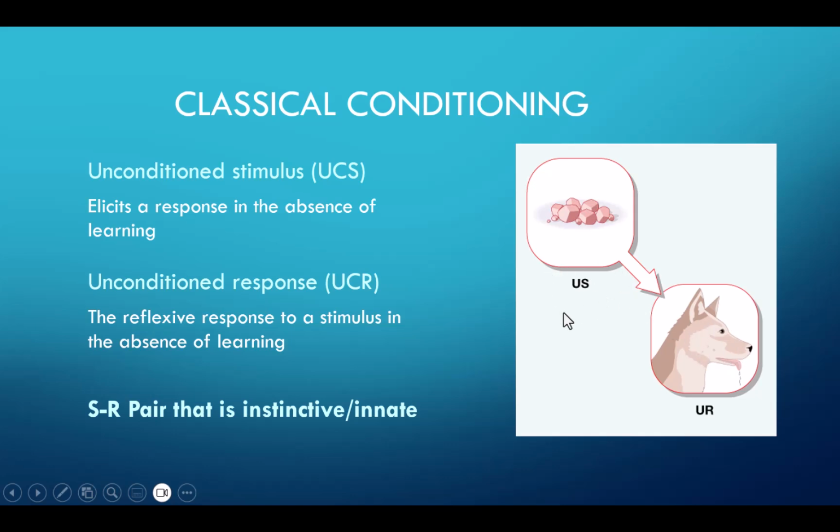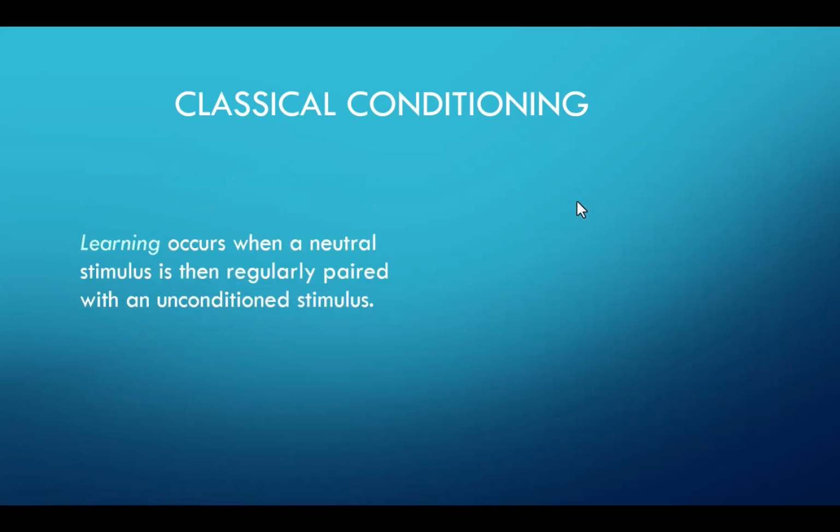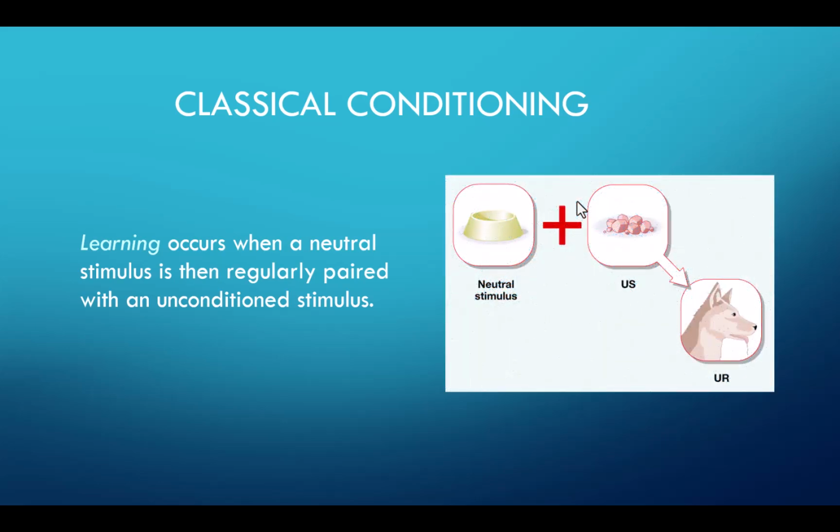In our example here, the dog food, the UCS, naturally causes salivation. And sometimes you'll see the abbreviation UCS or US, and sometimes you'll see UCR or UR. They're the same thing. So the unconditioned stimulus is the dog food, and the unconditioned response is the salivation. The salivation is a behavior naturally, reflexively occurring in response to the food, which is a stimulus. So learning occurs when a neutral stimulus is repeatedly paired with the unconditioned stimulus. The neutral stimulus needs to be something that didn't already elicit this behavioral response. In our case, the neutral stimulus we're talking about is the food bowl. That was paired with the unconditioned stimulus, the dog food, which naturally elicited the salivation.